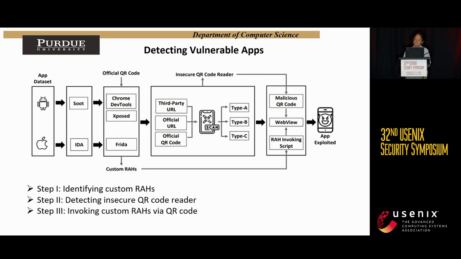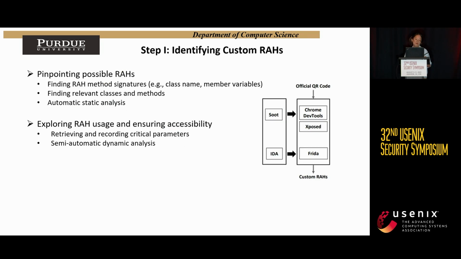So in order to detect whether an app is vulnerable to our Medusa attack, we also propose a three-step analysis framework. With the first two steps, we can determine if an app is vulnerable to Medusa attack, and in the third step, we launch POC exploits to confirm the result and evaluate the efficiency of our attack in the real world.